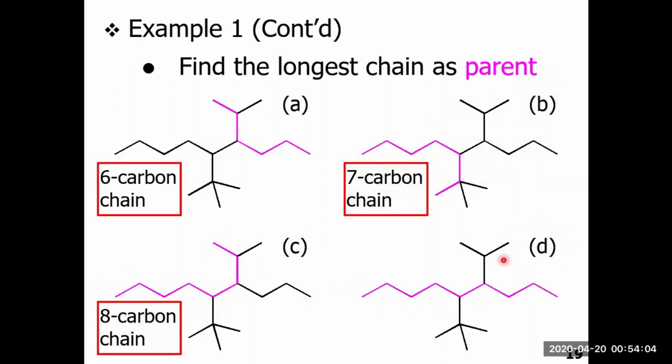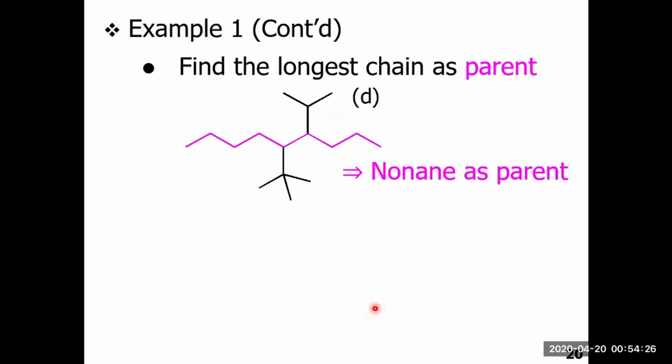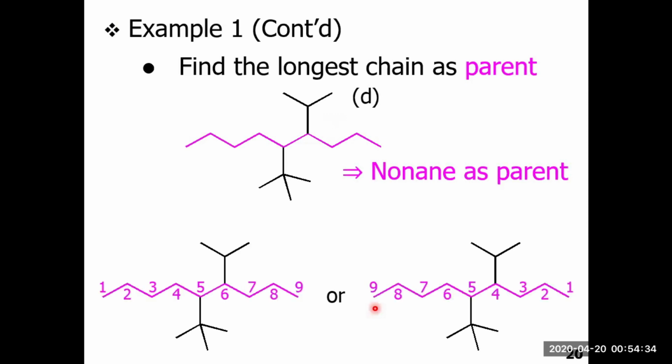Another option is D. In this case, you have 1, 2, 3, 4, 5, 6, 7, 8, 9. Obviously you would know which one wins, and this is D, because this one has the most number of carbon atoms. Once we have selected it, a 9-carbon alkane is known as nonane. The next thing we have to do is to decide where we start numbering the parent chain. Again, we have 2 possible ways here.